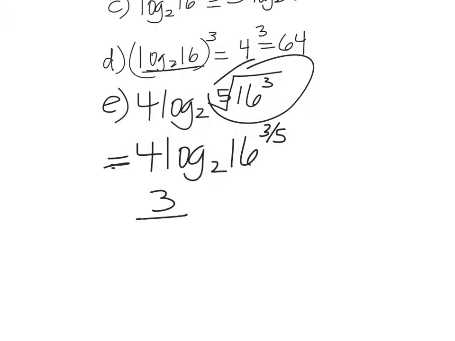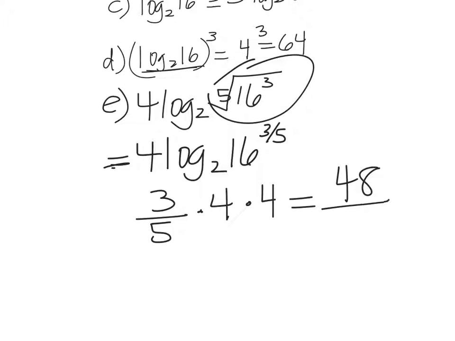So you have 3/5 times 4 times the log base 2 of 16, which we just did, and we found out that was 4. And so our answer would be 4 times 4 times 3. 16 times 3 is what? 48 over 5. All right, all done without a calculator.